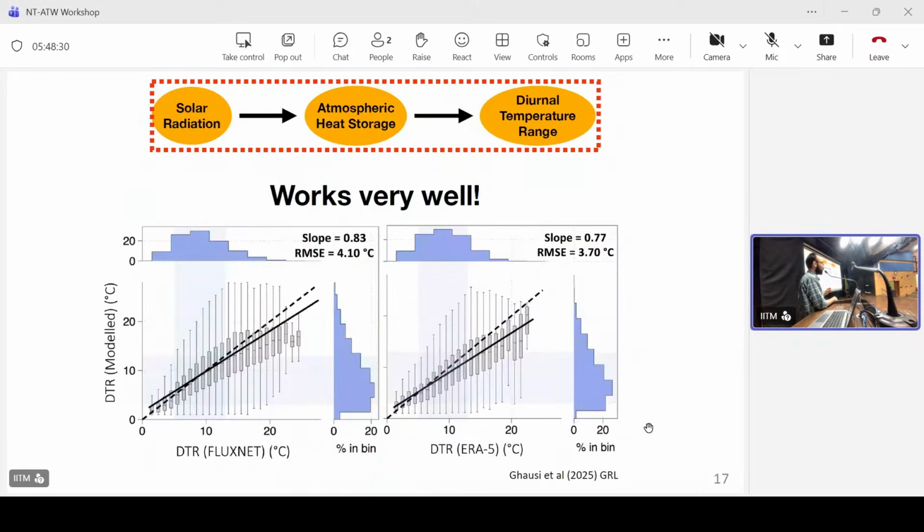And this actually works really well against observations. This here is from FluxNet. I would say reasonably well. There are still huge errors that we need to address in the future, but more or less the signal is captured really well. This is in ERA5. This is in FluxNet.